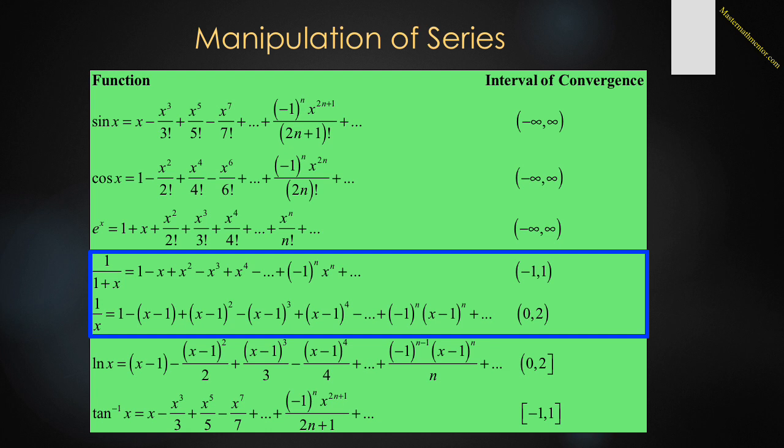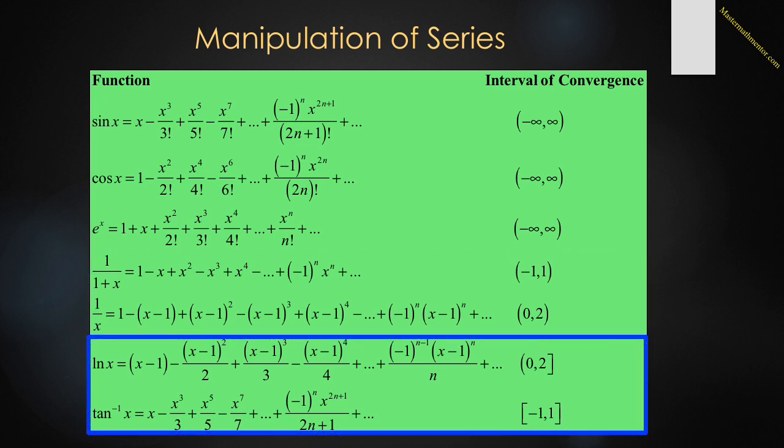And 1 over x, and this can be written as 1 minus x minus 1 plus x minus 1 quantity squared minus x minus 1 quantity cubed plus x minus 1 raised to the 4th minus ... and the general term for this one is -1 to the n times x minus 1 quantity raised to the n. And the interval of convergence for this one is 0 to 2. We will see in a few minutes how these last 2 are related.